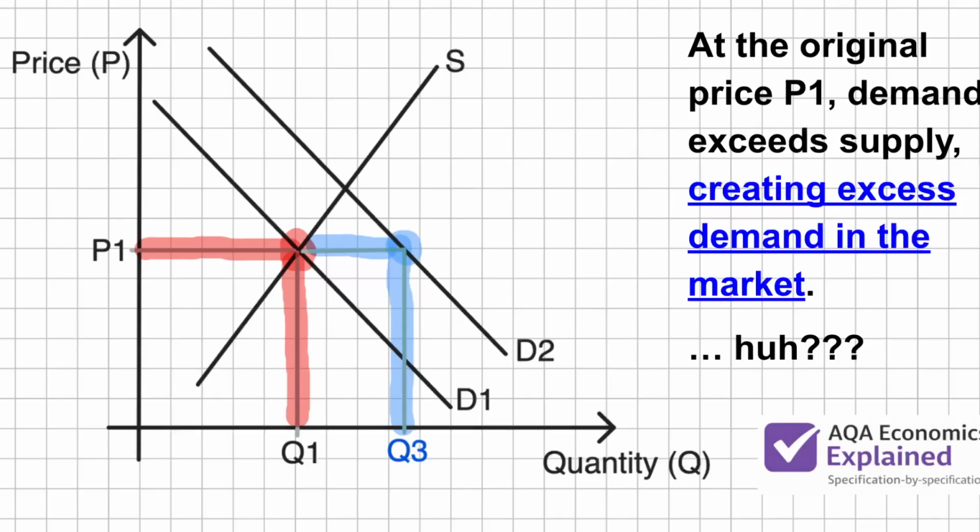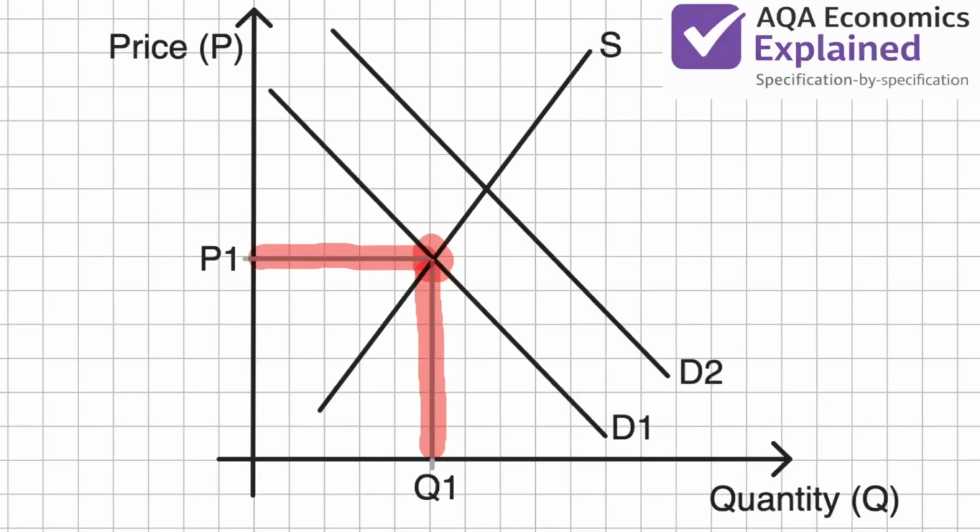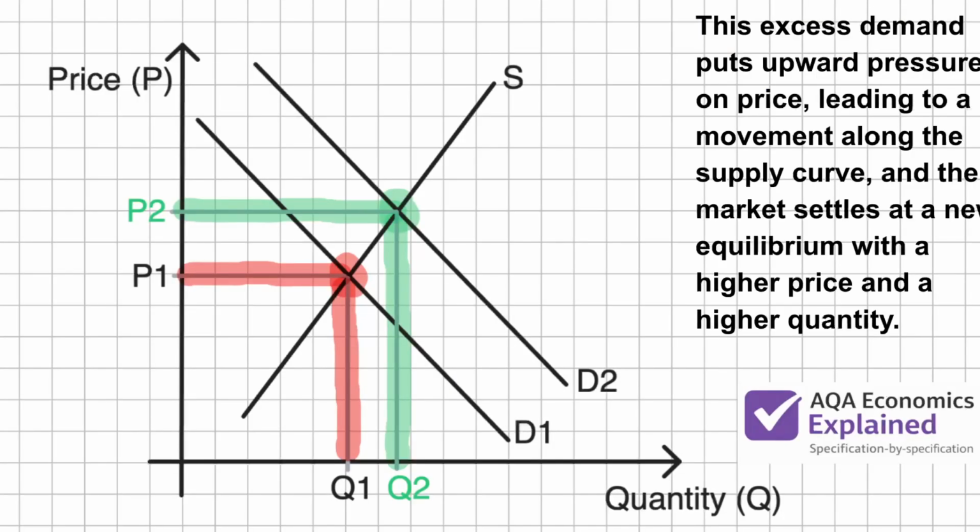So going back to our actual diagram, finally, I explain how the market moves to the new equilibrium. So let's show that now. Are you ready? Here we go. Because there is excess demand, firms respond by raising prices. As price rises, there is a movement along the supply curve, not a shift of supply. This continues until demand and supply are equal again.